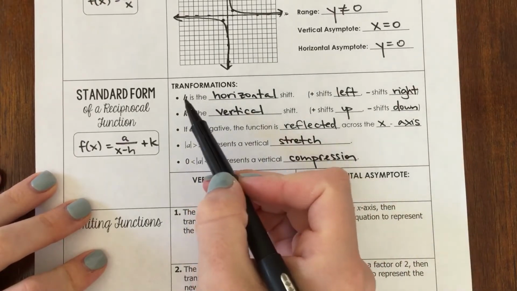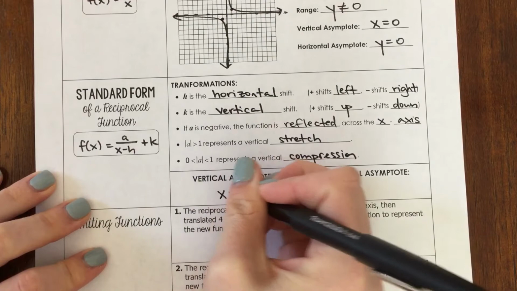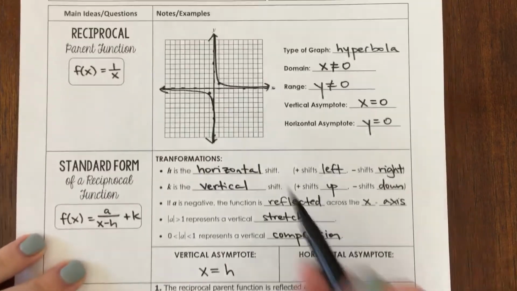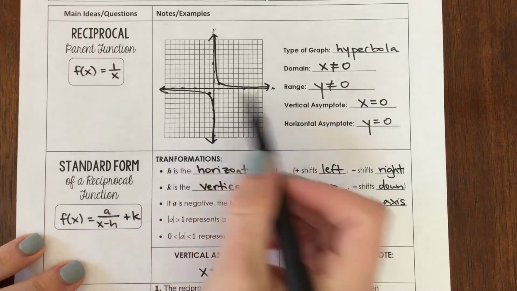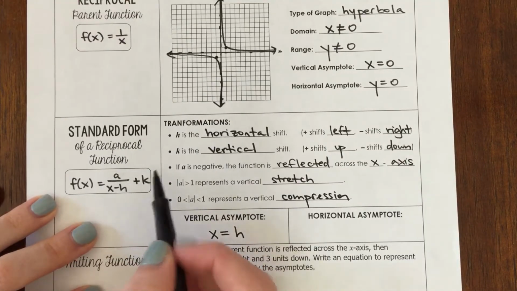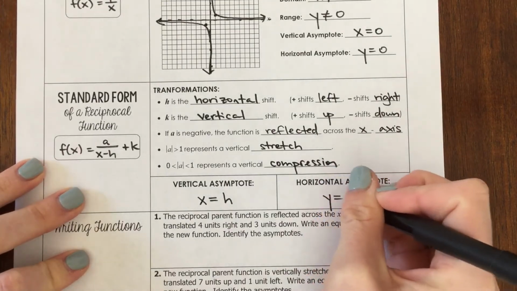So if we shift to the left or the right h units, the vertical asymptote will move over to x equals h. And then same thing with the horizontal asymptote. Initially, it was just y equals 0, but if the whole graph moves up or down this many units, then the horizontal asymptote will go with it. So it will just be y equals k.